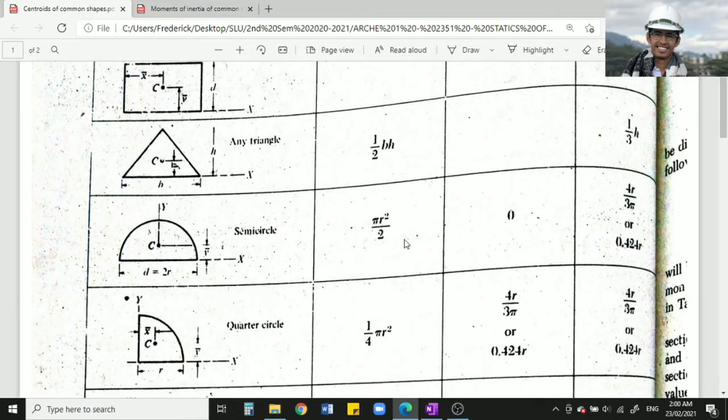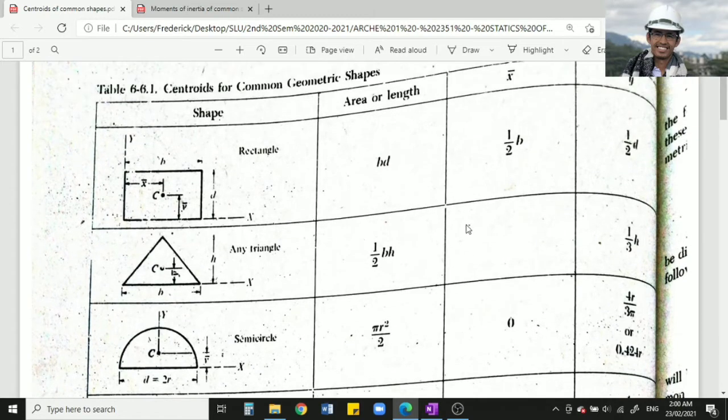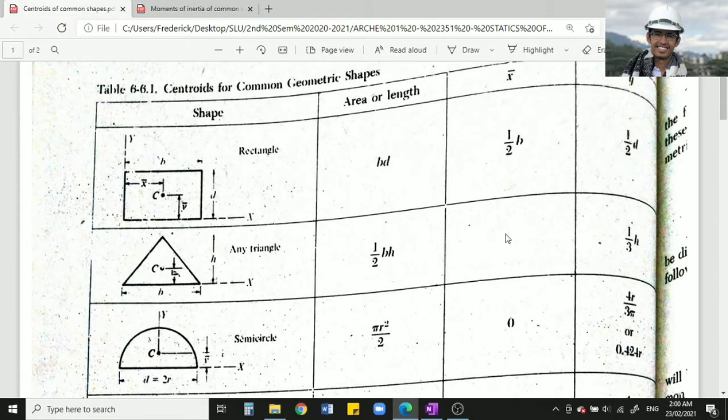So ganun din for the semicircle, so that will be area natin will be pi r squared over 2 and yung bar x natin will be 0. So class, dito pala sa triangle, kaya blanko yung bar x natin. So it depends kung paano yung orientation ng ating triangle. So in this case, yung ating bar x is dito sa may gitna, okay? Gitna ng ating triangle. And yung bar y niya is that it will be 1/3 ng ating h, okay? So dito yung 1/3. Okay?